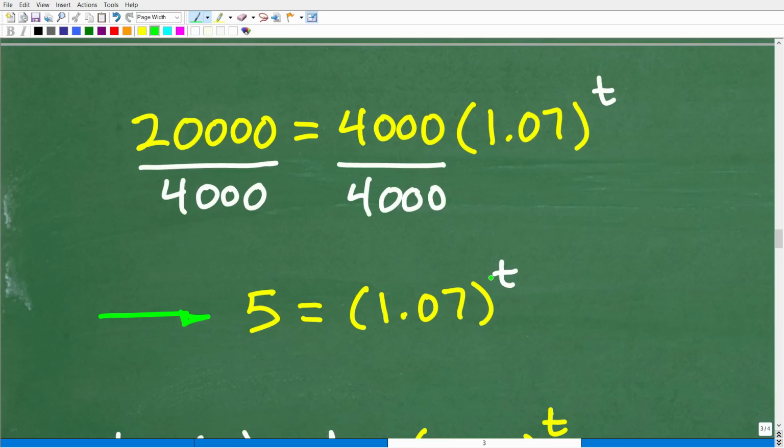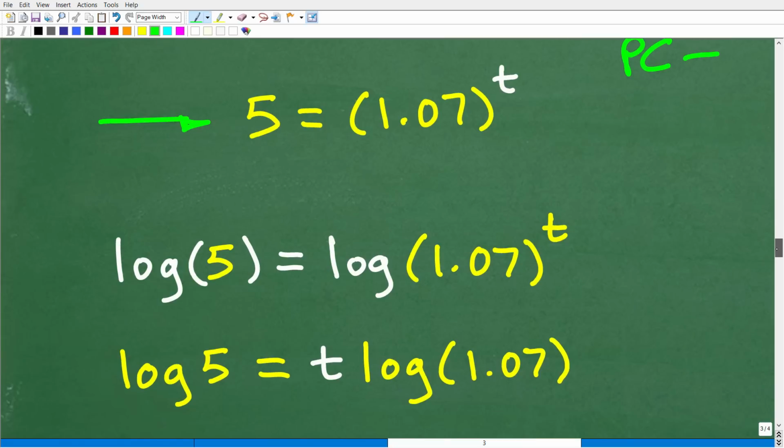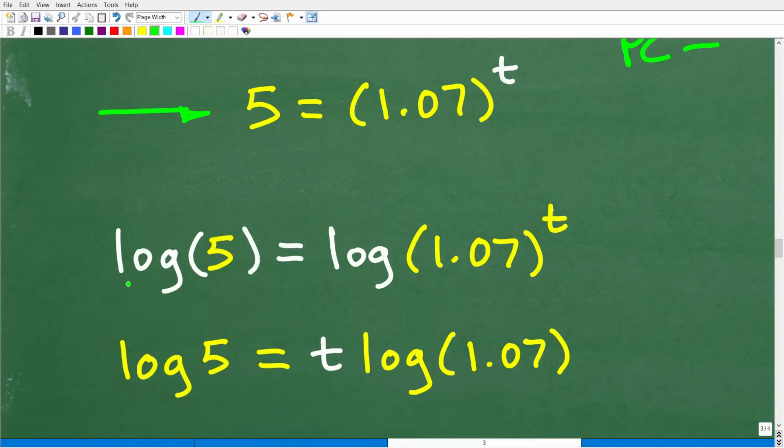Now at this point, we are going to use logarithms, and this is a big, important topic in advanced mathematics. So again, if you haven't taken this math, you can find this in my Algebra 2 and/or Pre-Calculus course. Also, I have a ton of additional videos on my YouTube channel. But what we need to do here is take the log of both sides. We're going to take the logarithm of both sides, and that's going to look like this. So we're going to have log 5 is equal to log of 1.07 to the t power.